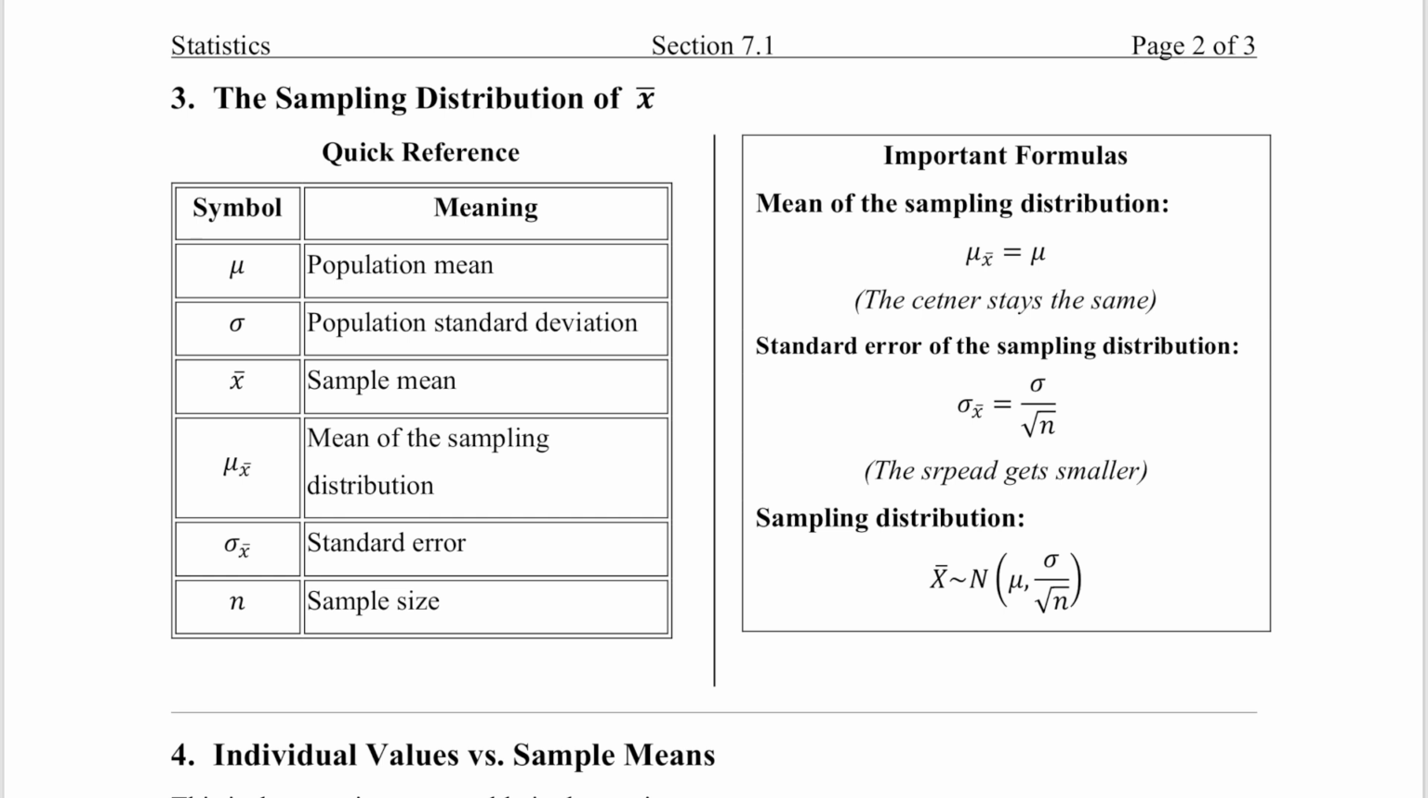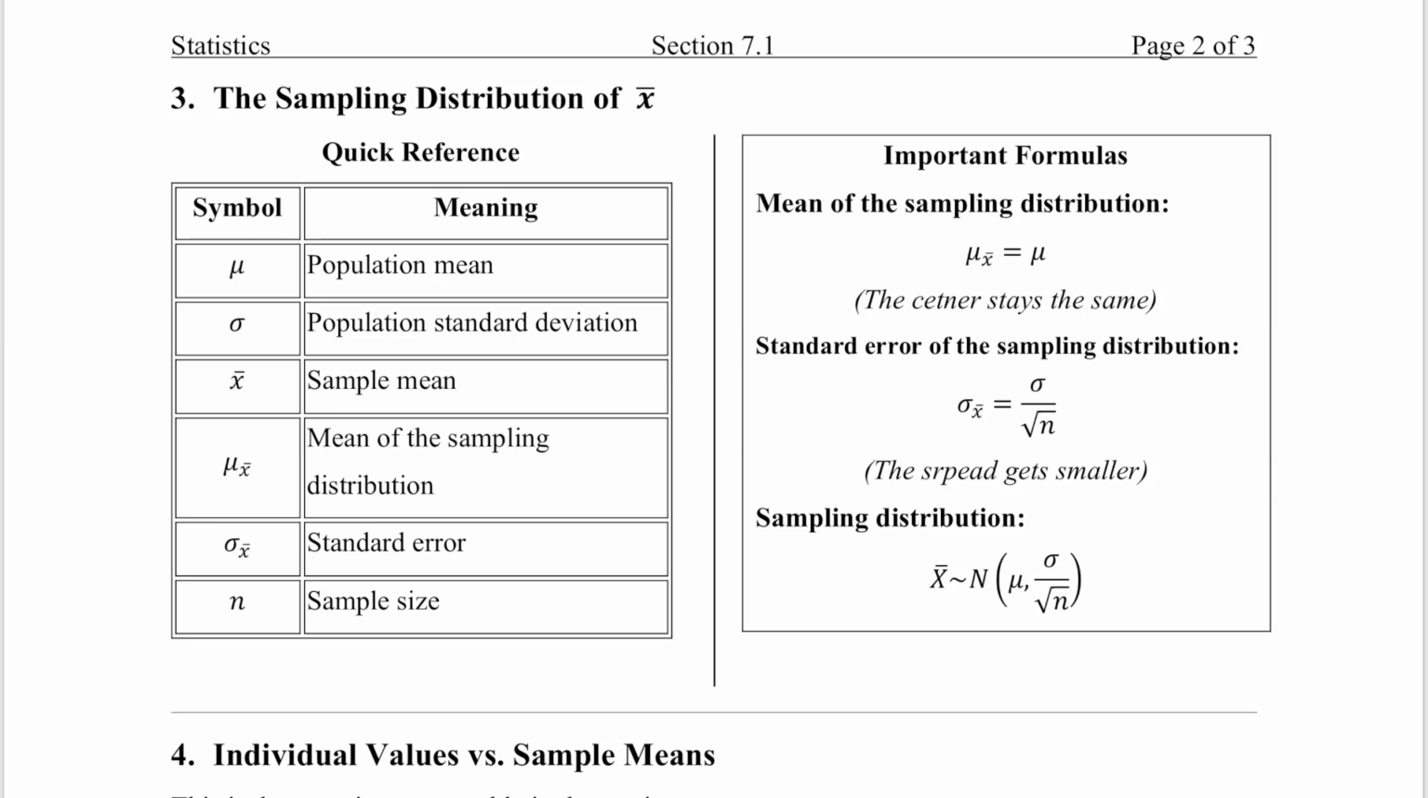Next, the standard error of the sampling distribution. Sigma of x bar equals sigma over square root of n. The standard error measures how much sample means vary from one sample to another. Notice we are dividing by the square root of the sample size. As the sample size increases, the denominator gets larger, so the standard error gets smaller. That means larger samples produce averages that are more consistent and stay closer to the population mean.